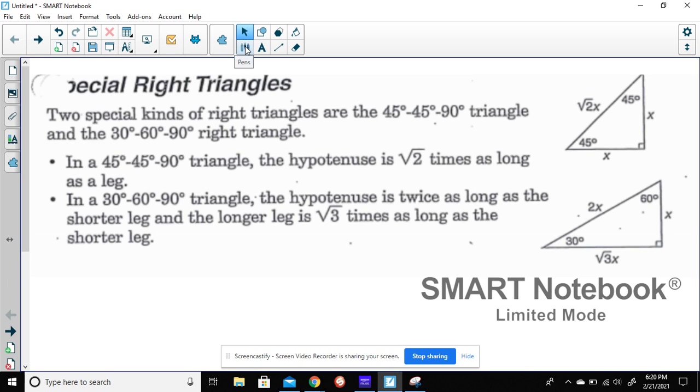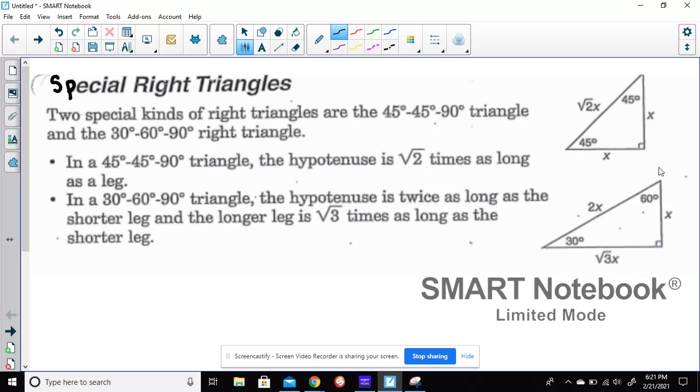So on Friday in our Google Meet, we did something with special right triangles. And I just wanted to do a quick review in case some of you have forgotten or if you missed the meet or anything like that. And so this slide right here is not in your packet, but you have this written down in your packet somewhere. And it says there are two types, 45-45 right and 30-60-90.